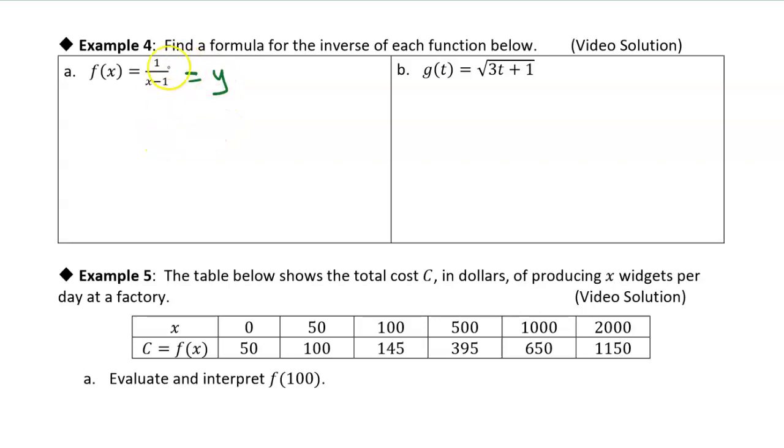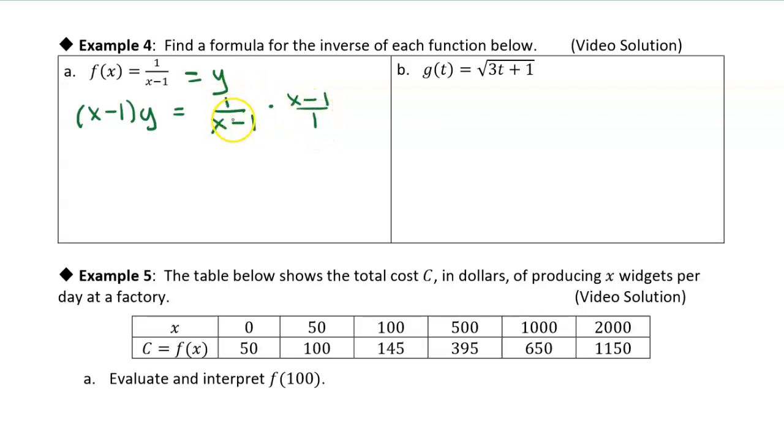What I want to do is multiply both sides by x minus 1. Let me just rewrite this. Y is equal to 1 over x minus 1. So I'm going to multiply both sides by x minus 1. You could think of it as x minus 1 over 1, it's the same thing. I don't need to write the over 1, but sometimes when you have a fraction, it's a little easier to see what's going on.